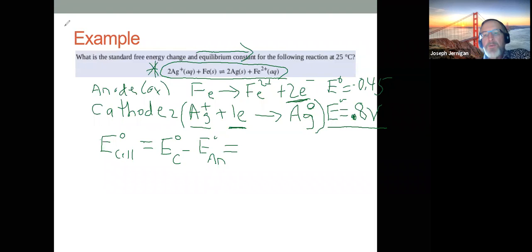A potential is an intensive, I think they call it, versus extensive property. In other words, voltage is not related to the quantity of stuff. It's like measuring temperature, right? It's a measurement phenomenon, and having more or less is not going to affect the voltage.